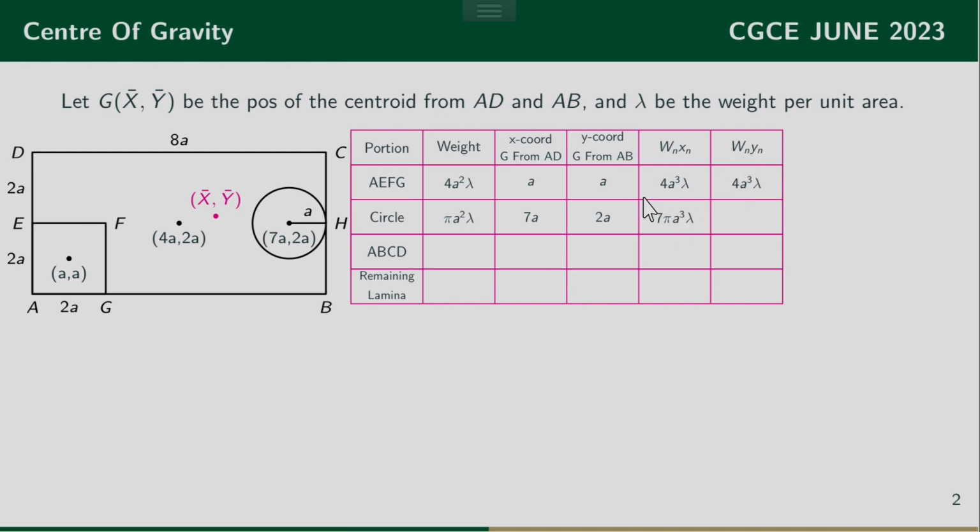And the moment of that circle about the side AB will just be the weight times the y coordinate of the centroid, which will be 2 pi a cubed lambda.